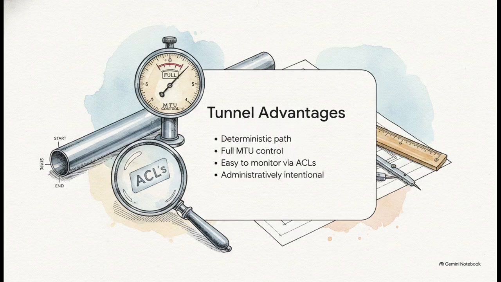Third, perimeter monitoring is straightforward. You just drop standard ACLs on both endpoints to watch for Protocol 41, which is the official IP protocol number for IPv6 encapsulation. And finally, it's administratively intentional. There's no opportunistic behavior happening behind your back. It only does what you tell it to do, which is fantastic for baseline architecture.